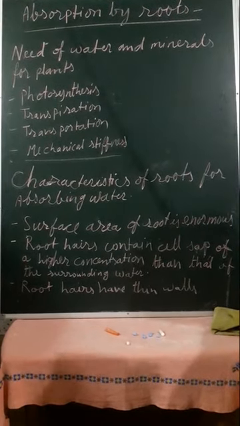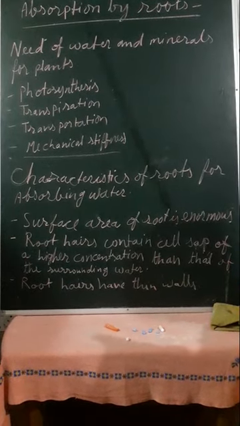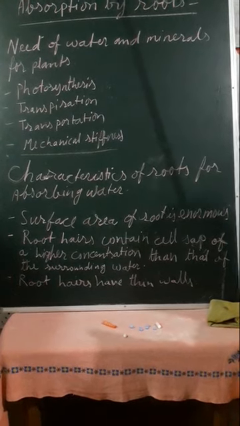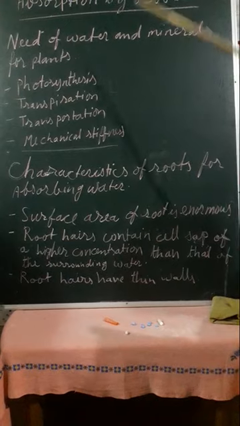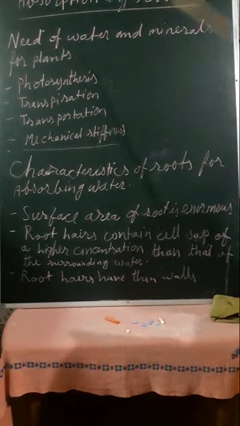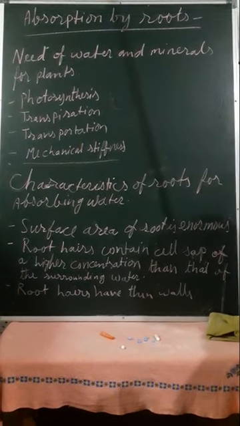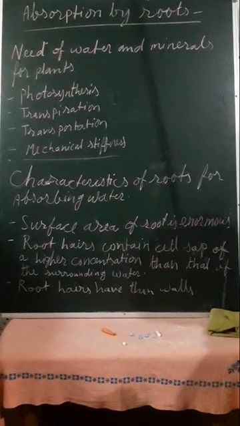Transportation. Food prepared by leaves is transported to other parts of the plant from the leaf, and absorbed water and minerals are transported up to the leaves, flowers and fruits. Mechanical stiffness. Water provides turgidity, which is necessary for the stiffness of plant tissues.